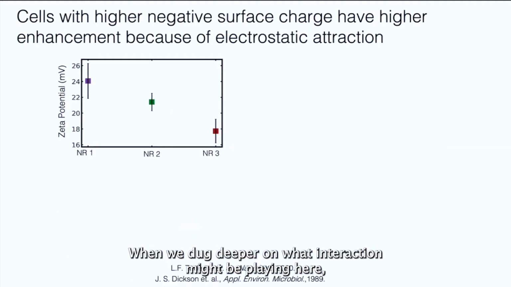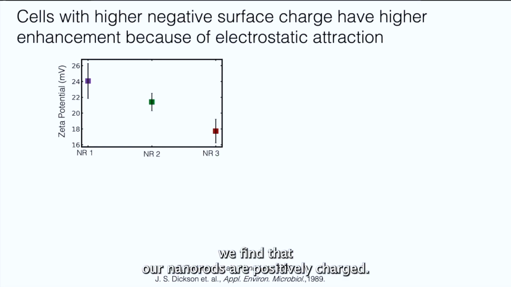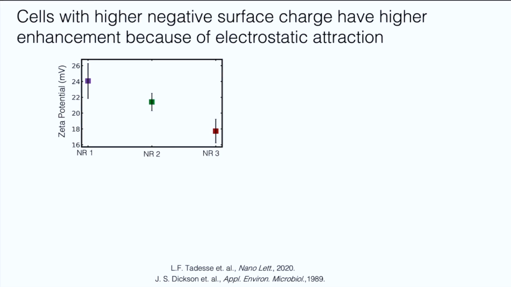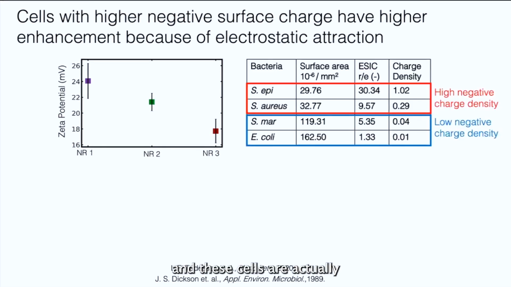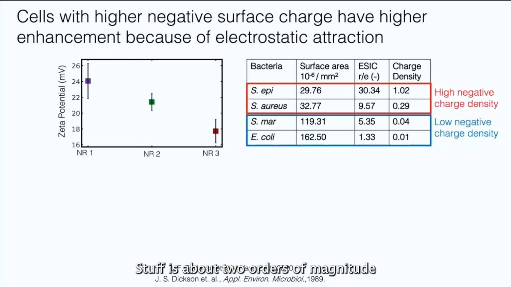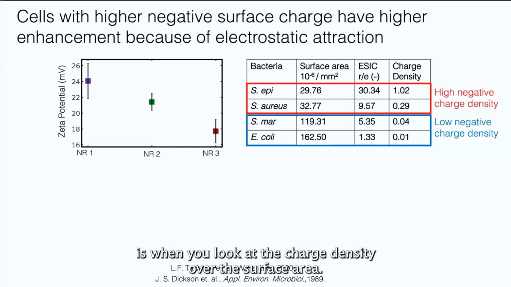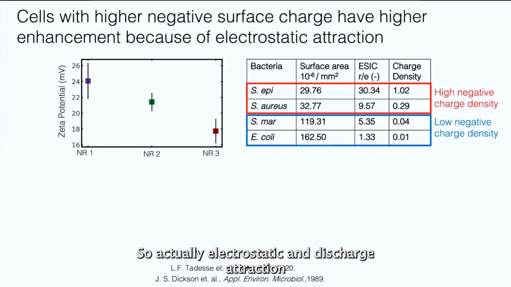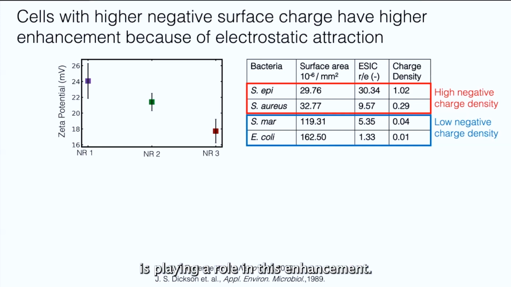When we dug deeper on what interaction might be playing here, we find that our nanorods are positively charged. So when we do zeta potential measurements, they're about 20 millivolts. And these cells are generally negatively charged, but not equally so. Staph epi is about 2 orders of magnitude more negatively charged than E. coli is when you look at the charge density over the surface area. So actually, electrostatics and this charge attraction is playing a role in this enhancement.